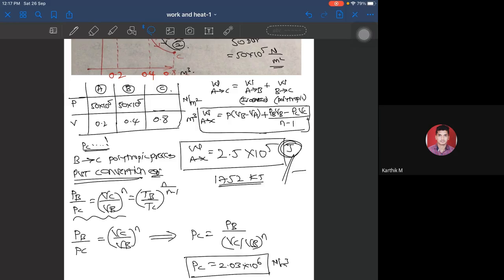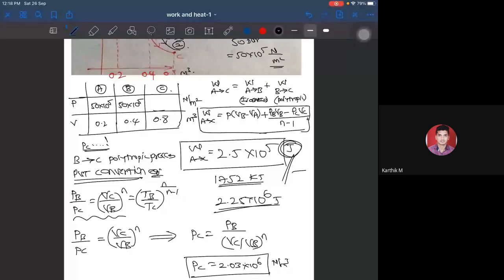So 2.25 into 10 to the power of 6. Yes, okay, 2.25 into 10 to the power of 6 joules. So this is another answer. Sagar says 2.253 into 10 to the power of 5.